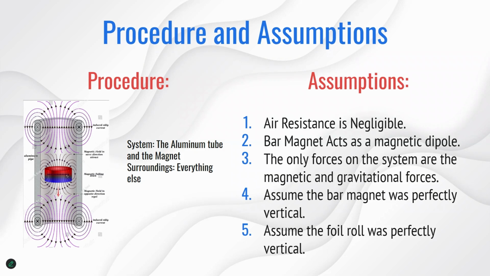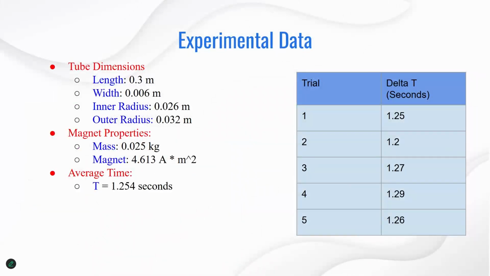And some assumptions are that air resistance is negligible, the bar magnet acts as a magnetic dipole, and the only forces on the system are the magnetic and gravitational forces, because F grav will work down, whereas F mag will work up. And we are able to assume that the bar magnet was perfectly vertical, and the foil roll was also perfectly vertical.